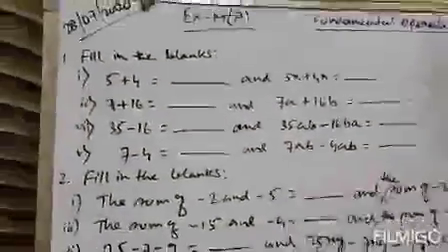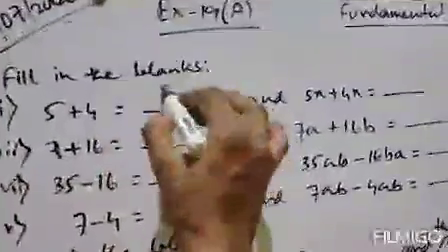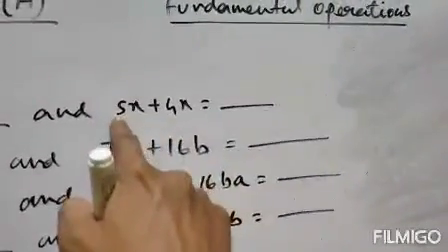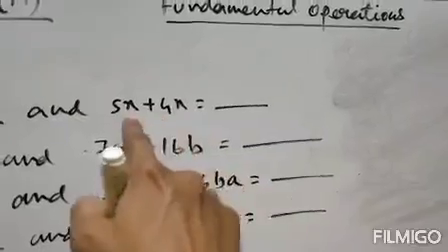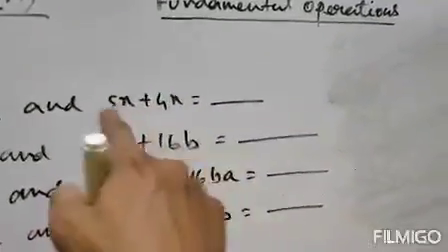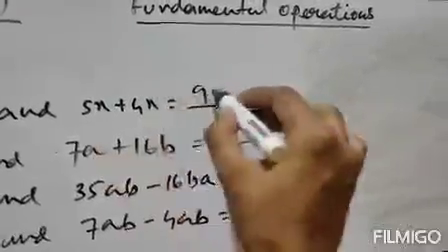First question is 5 plus 4. 5 plus 4 is easy, it is 9. And 5x plus 4x. Look at this. Here the coefficient of 5 is x, the coefficient of 4 is x. That means both the coefficients are the same. If both the coefficients are the same, we can easily add. That means 5 plus 4 is 9, and x, that is 9x.